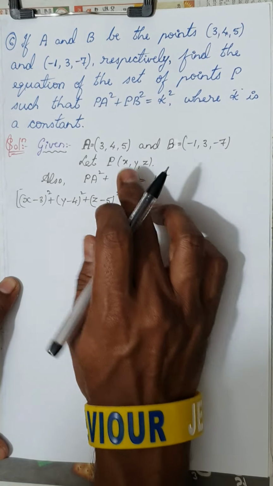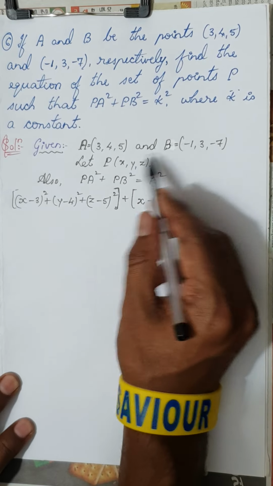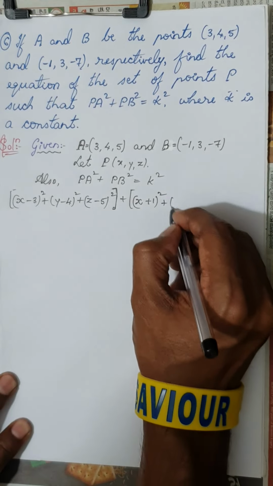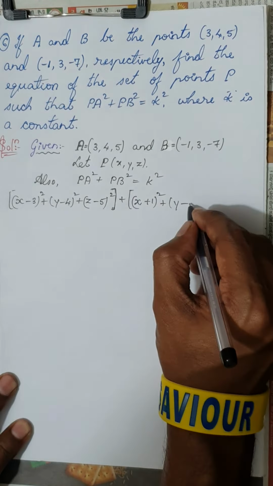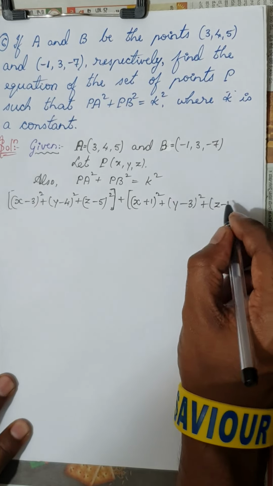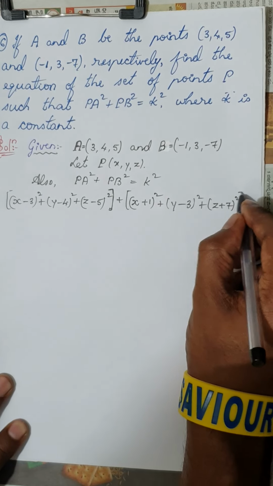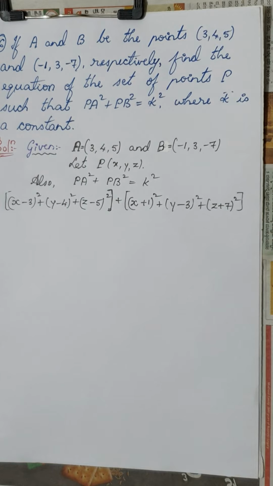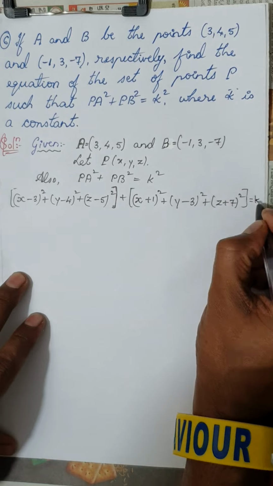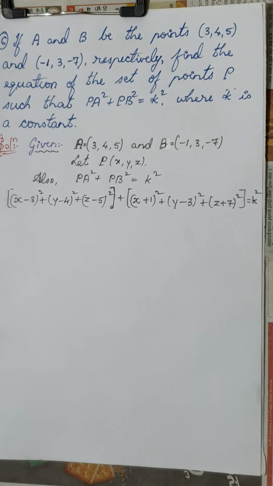Okay, similarly PB square, let us take these two. x2 minus x1, so x minus of minus 1 is x plus 1, consider it. Plus y2 minus y1, in this 3 is already positive, square, plus z2 minus z1, z minus of minus 7 is plus 7 whole square. Okay, and this is equal to k square, which is a constant as I said, we will consider it as it is.